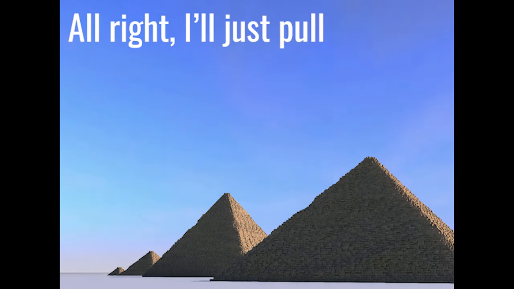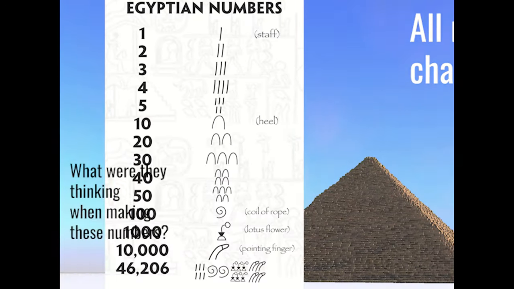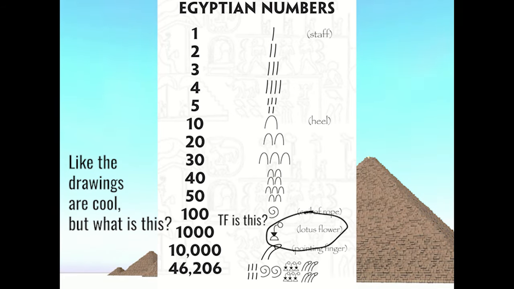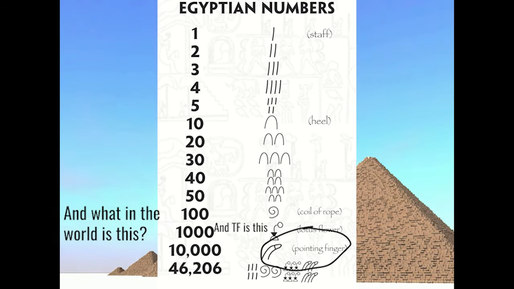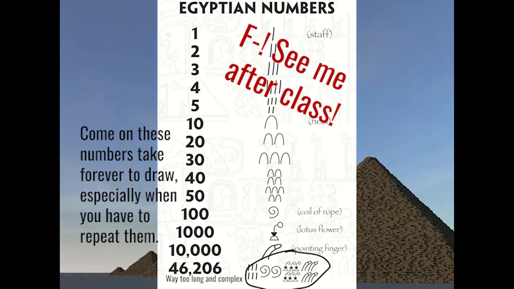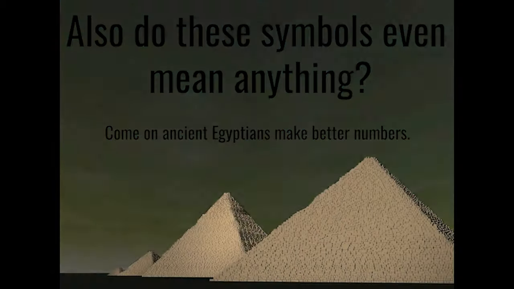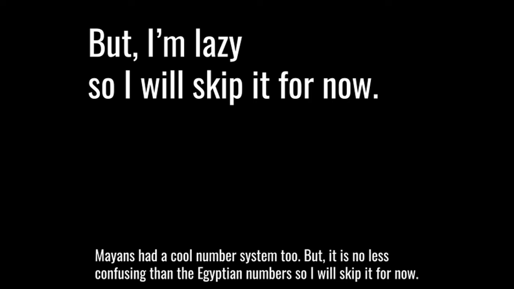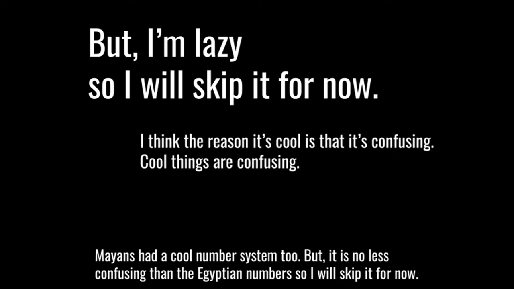Alright, I'll just pull up this chart. What were they thinking when making these numbers? Like, the drawings are cool, but what is this? And what in the world is this? Come on, these numbers take forever to draw, especially when you have to repeat them. Also, do these symbols even mean anything? Mayans had a cool number system too. But it is no less confusing than the Egyptian numbers, so I will skip it for now.